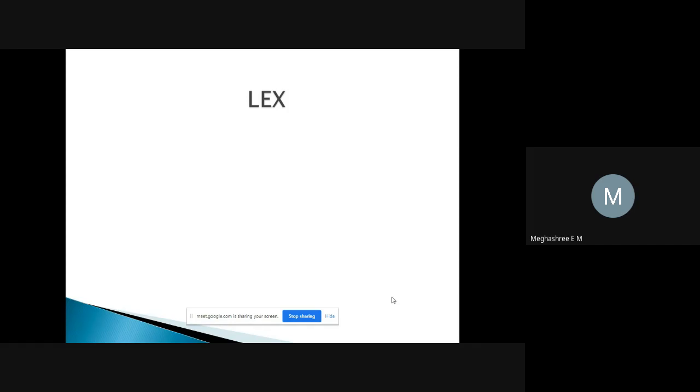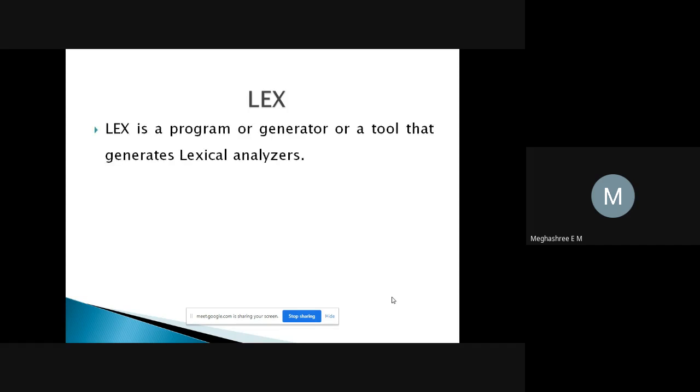That can be done with the help of Lex. The lexical analyzer generates the tokens, but it has to undergo some process, and that process is done by Lex. So let's see what Lex is all about. Lex is a tool, or you can say a program, or a generator that generates the lexical analyzer. So it is a program which helps the lexical analyzer to generate the tokens.